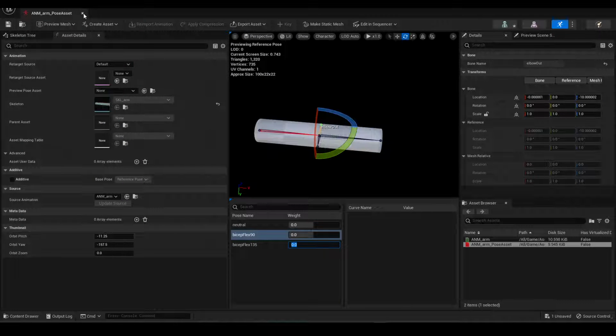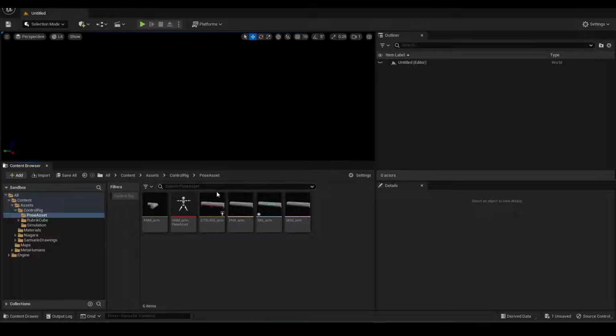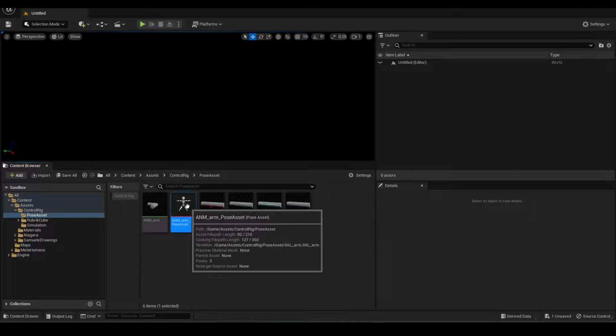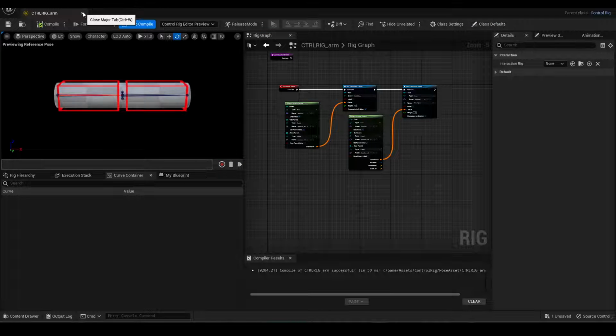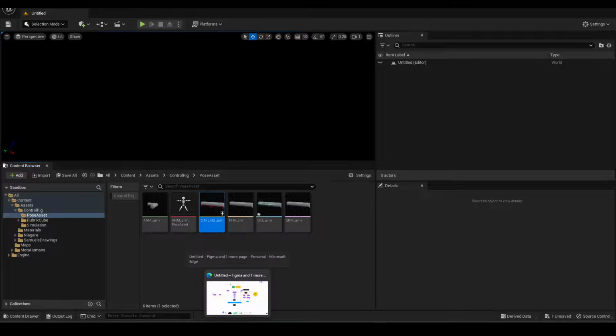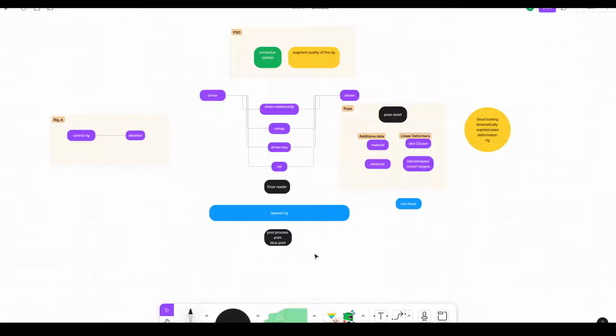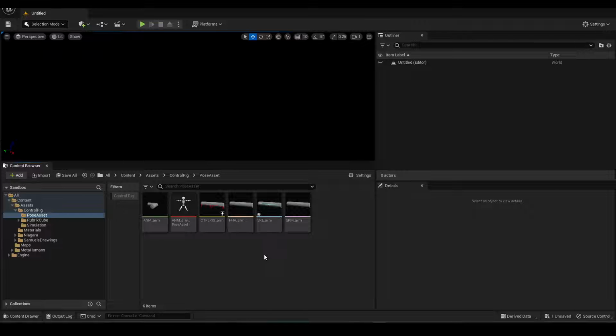Now it's time to connect the two things together. So I have my poses and I have my rig. How do we connect these two things together? Or rather, how do we layer these things together? Well, that's through something called a post-process animation blueprint, which happens to be a normal animation blueprint.